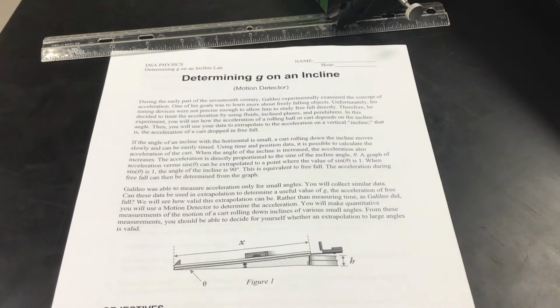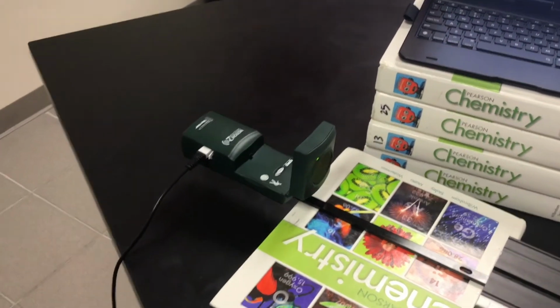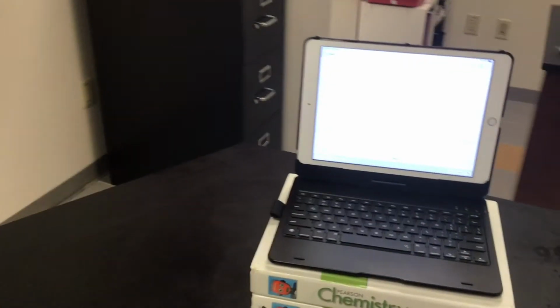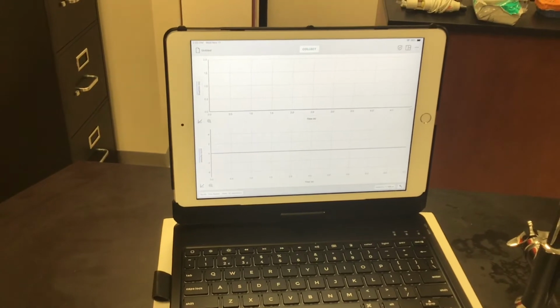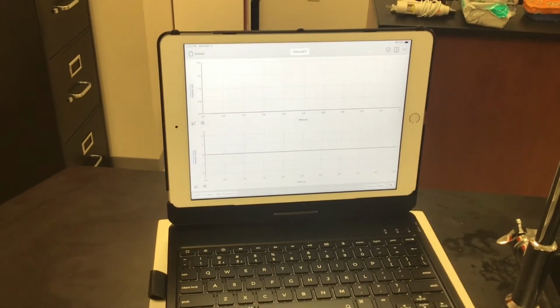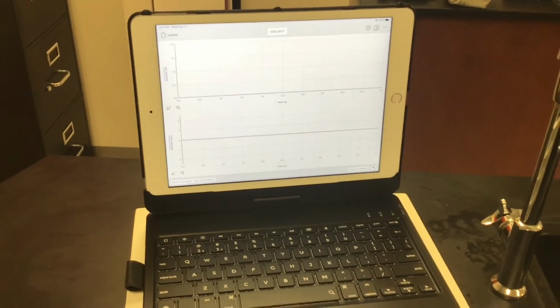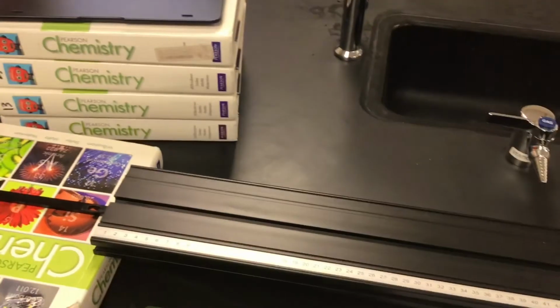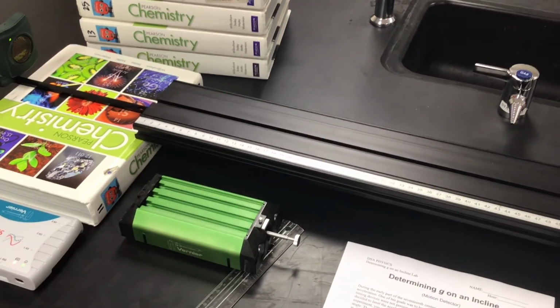This is the lab that determines G on an incline. This is the lab setup. First, I need a motion sensor, which is connected to my iPad. If you can see, there is the graph. As soon as the lab starts, when I click collect, it will show me the graph for the motion. And the track down here, which we need a cart, put it on there.